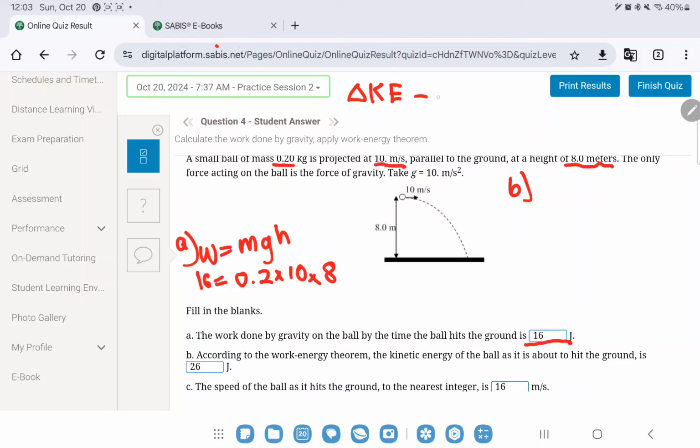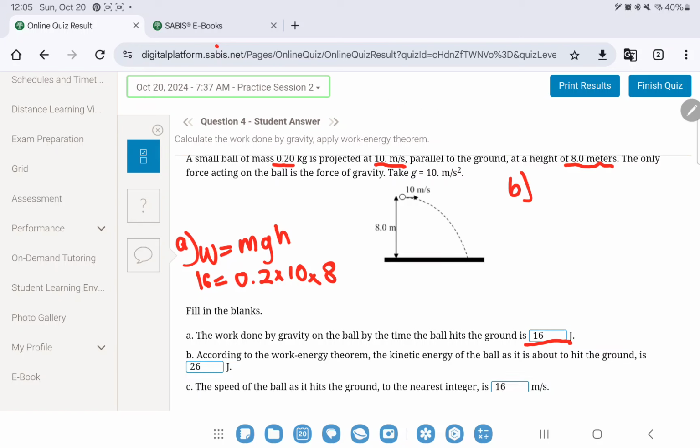delta KE equals kinetic energy final minus kinetic energy initial. So according to the work energy theorem, the kinetic energy of the ball as it's about to hit the ground is, so we have work done. Guys, you know what? Just forget the theorem.